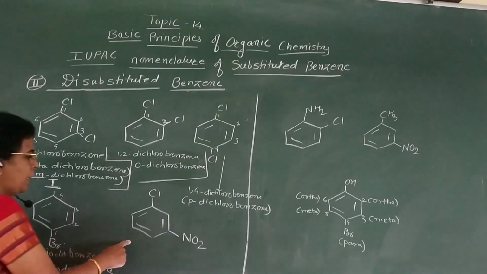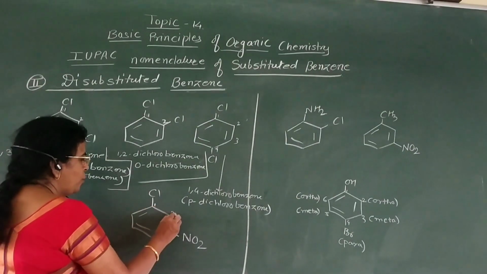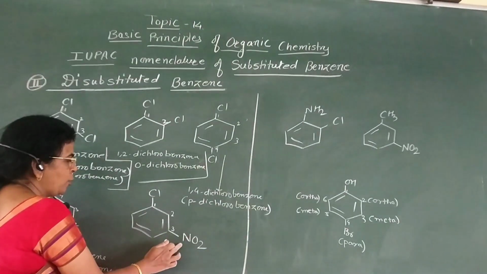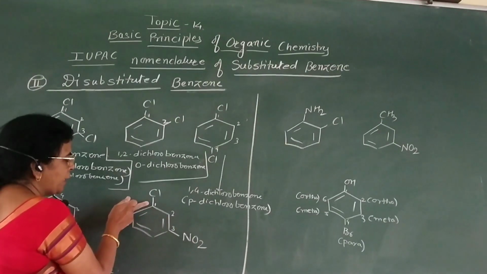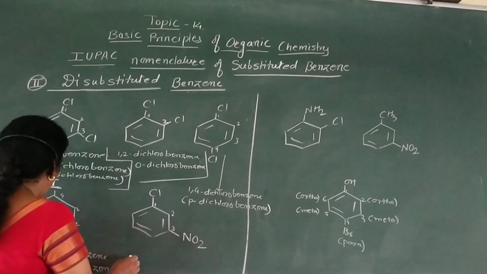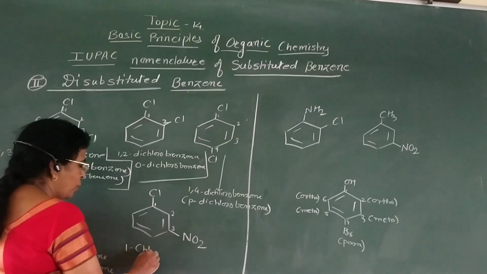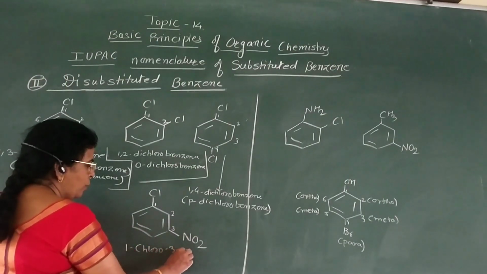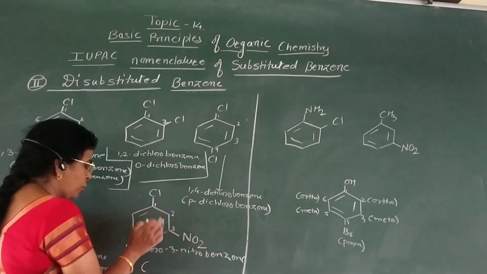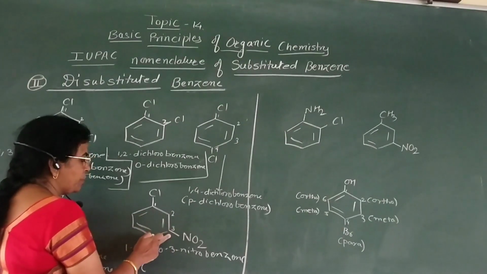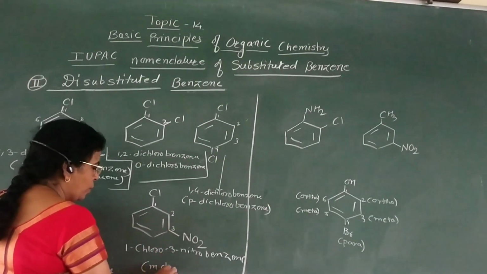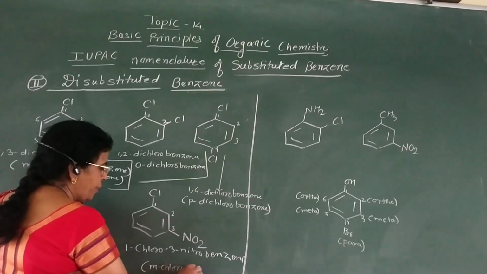Then next one, here 1, 2, 3. Alphabetically, chloro comes first. This is the nitro group, this is the chloro group. Therefore, we write 1-chloro-3-nitrobenzene. This is the IUPAC name. For the common name, it becomes meta-chloronitrobenzene.